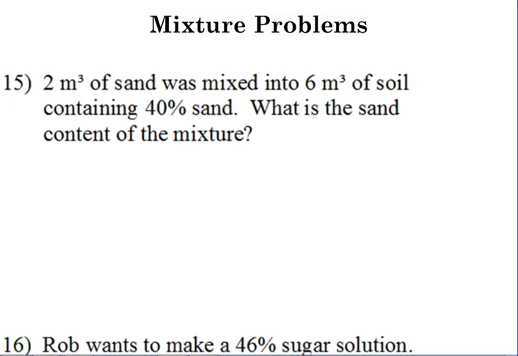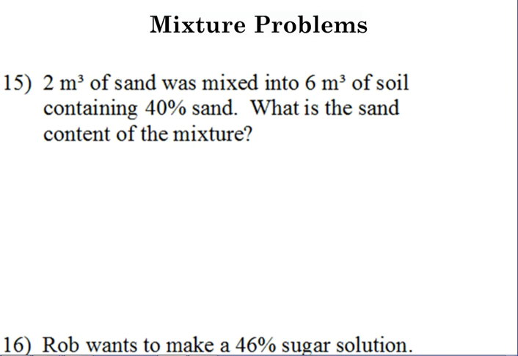So let's look at number 15. 2 cubic meters of sand was mixed into 6 cubic meters of soil containing 40% sand. What is the sand content of the mixture? So let's think about this for a second. We've got 2 cubic meters of just sand. We have 6 cubic meters, and it has 40% sand. How do we find out how much sand is in that 6 cubic meters? How would we find out how much?